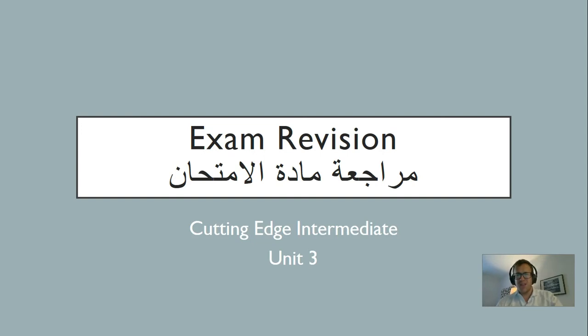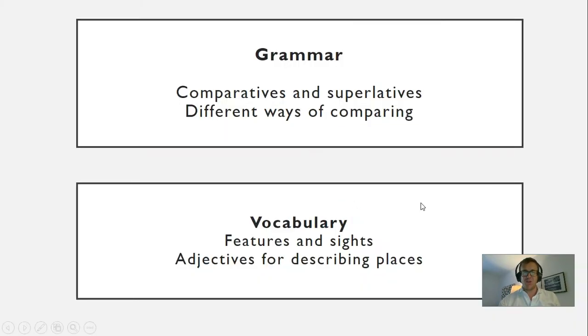Hi, this video is exam revision for Cutting Edge Intermediate Unit 3. In this unit we did grammar on comparatives and superlatives and different ways of comparing things. The vocabulary we did was features and sites and adjectives for describing places. So everything in this unit was to do with comparing and describing things.